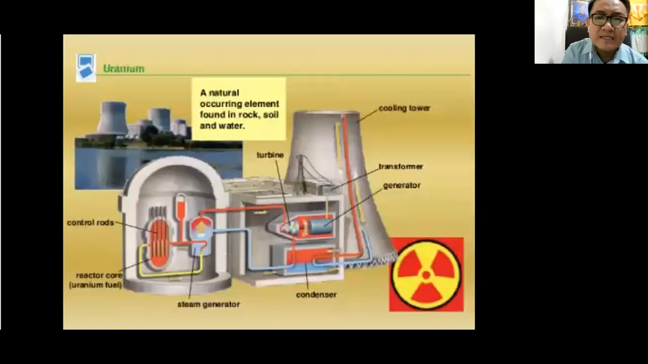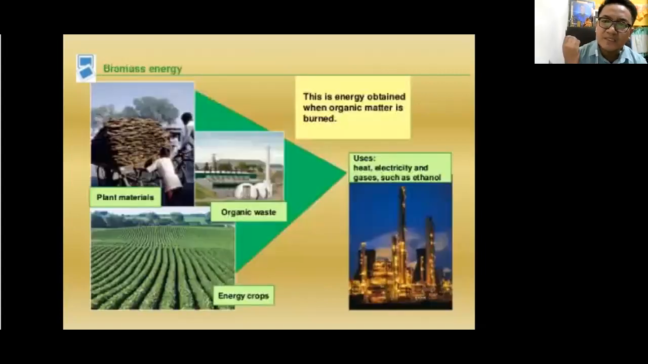And si uranium po, ito po, si uranium is a natural occurring element found in rock, soil, and water. So mapapansin po natin yung process po niya, no? Starting from control rods, reactor core, steam generator, condenser, turbines, generator, transformer, and cooling tower to produce a kind of conventional energy po natin. Biomass energy po, sa biomass energy, this is energy obtained when organic matter is burned. So ito po yung mga sample po natin. And they can use and heat electricity, gases, and such as ethanol.